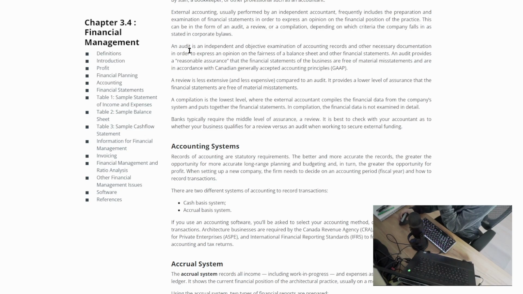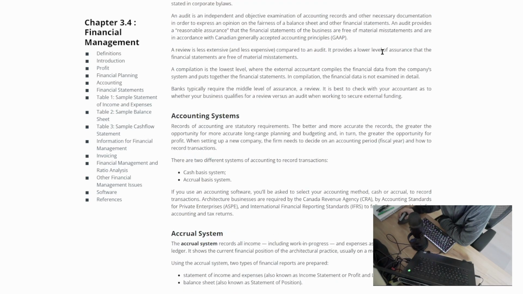An audit is an independent and objective examination of accounting records and other necessary documentation in order to express an opinion on the fairness of a balance sheet and other financial statements. An audit provides a reasonable assurance that the financial statements of the business are free of material misstatements and are in accordance with the Canadian Generally Accepted Accounting Principles, GAAP.